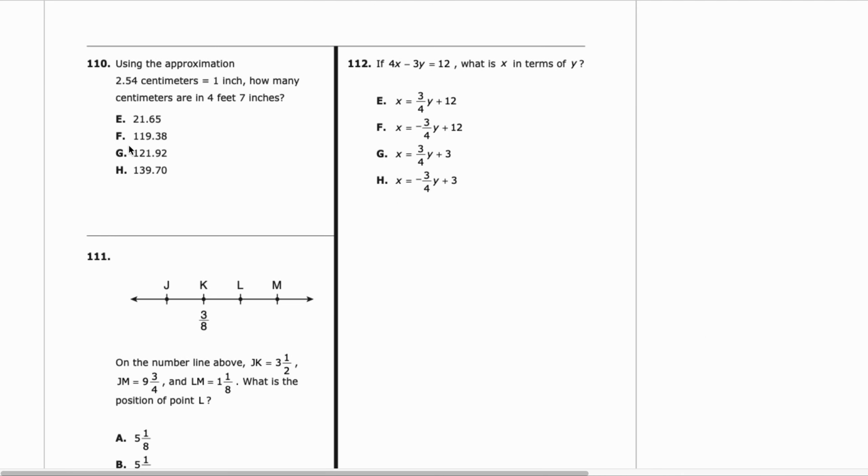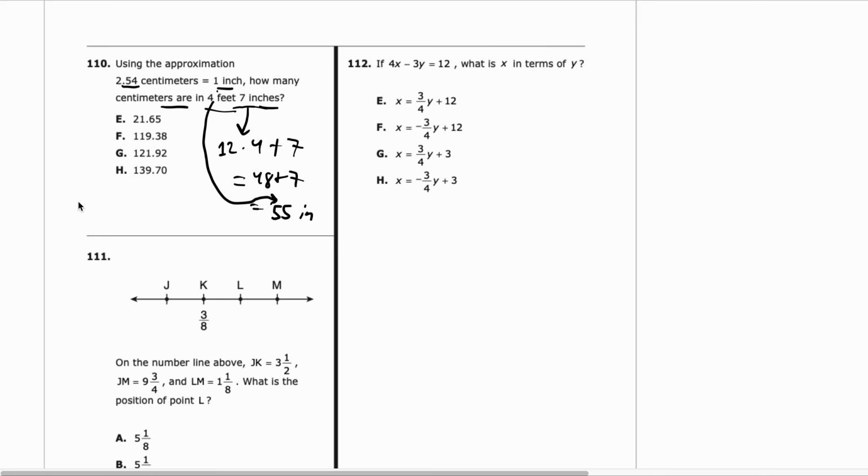Okay. So now 110, using the approximation 2.54 centimeters to 1 inch. How many centimeters are in 4 feet 7 inches? There are 12 inches in a foot times 4 feet plus 7 inches. So that's 48 plus 7, which is 55 inches. So I'm just saying that 4 feet 7 inches is 55 inches.